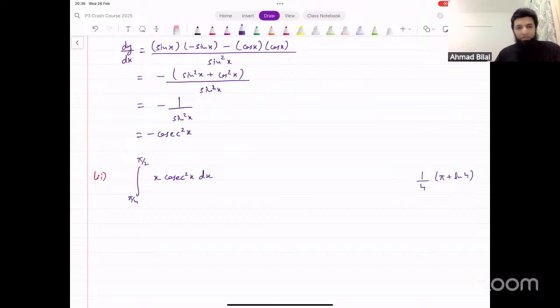x cosecant square x. It's a product. What options do we have for a product? Substitution, but we use that only when it's given in the question. It's not given in this question. What else?